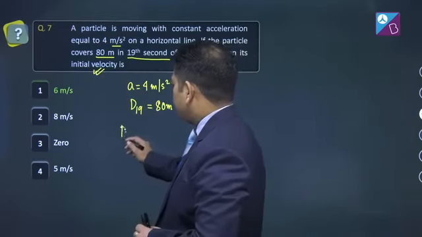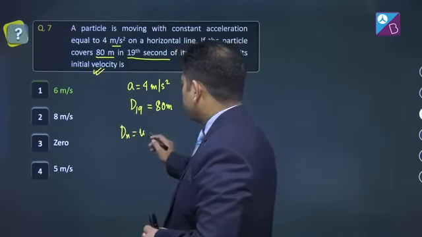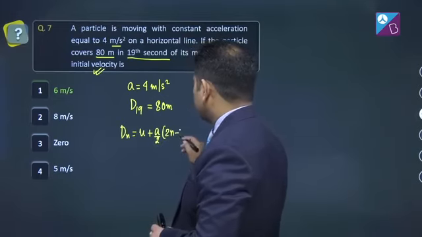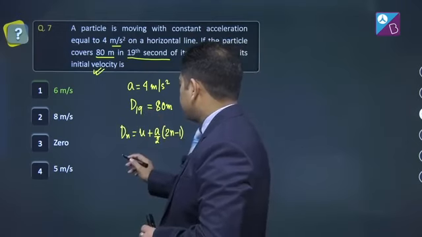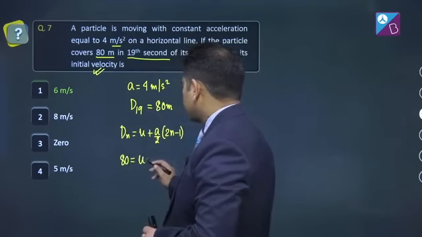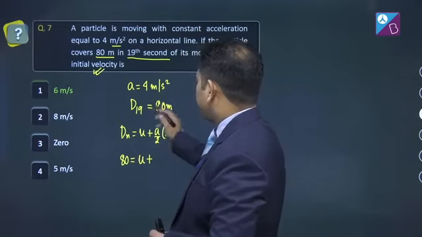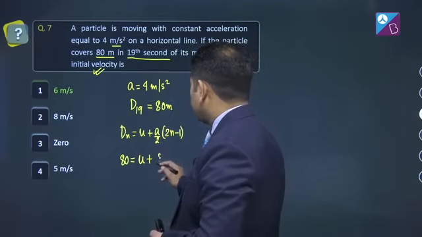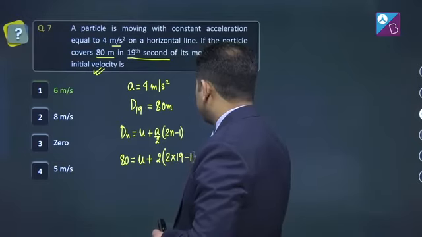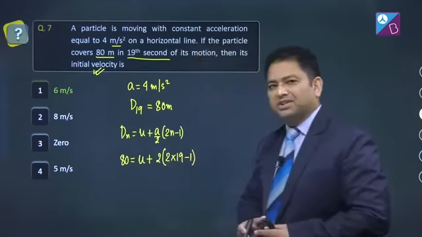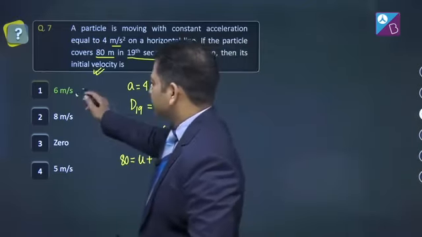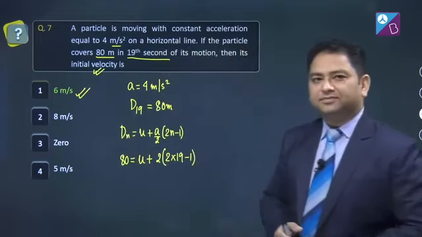That will be Dn is equal to u plus a by 2 multiplied by 2n minus 1. So D19th, that is 80. Initial mujhe calculate karna hai. Acceleration ki value 4 daal doon toh 4 by 2 will be 2 multiplied by 2 into 19 minus 1. Straightforward calculation. Initial velocity yahan se calculate karenge, that will be 6 meter per second.